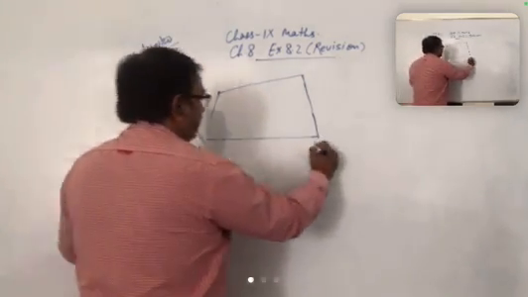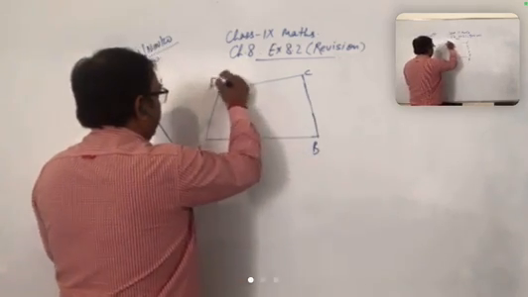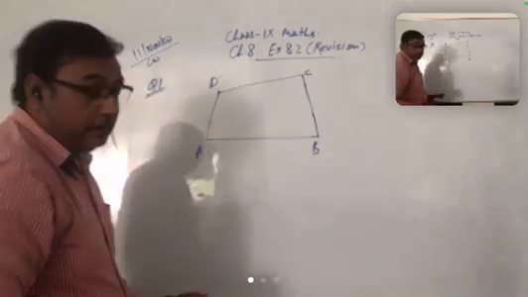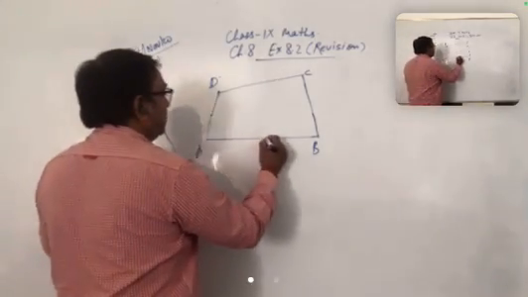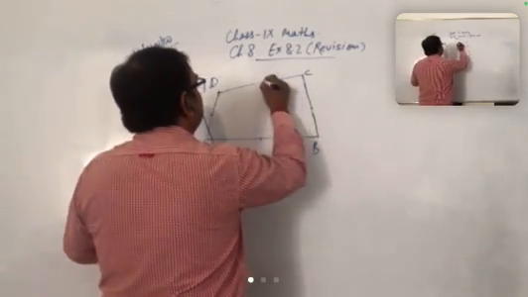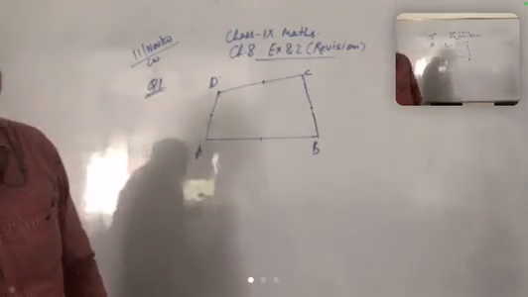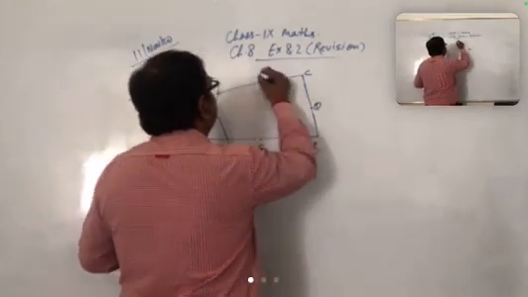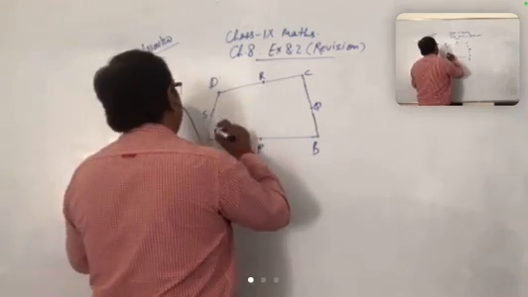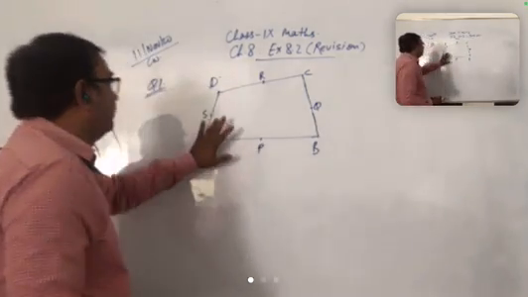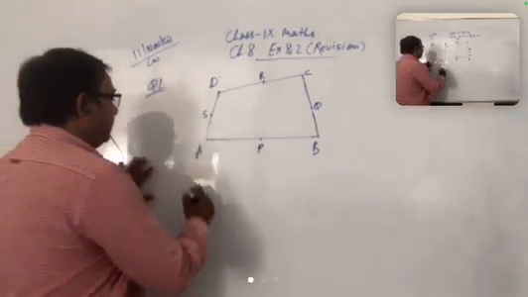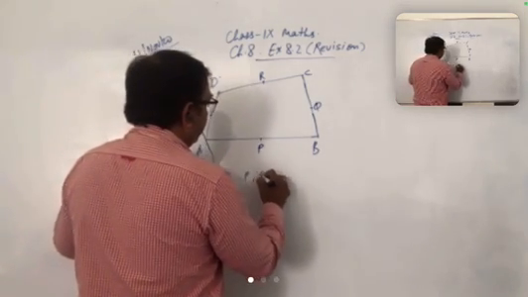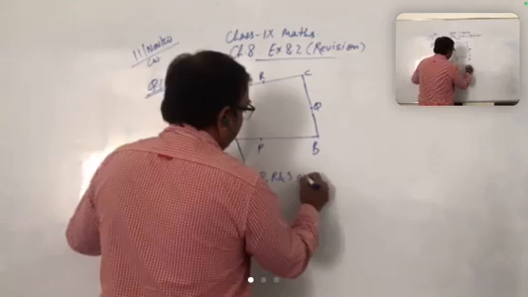A, B, C and D, and then these are the four midpoints. The midpoints are P, Q, R, S, and this is the given portion. Given portion is P, Q, R and S are the midpoints.